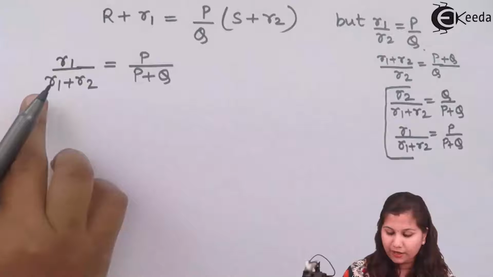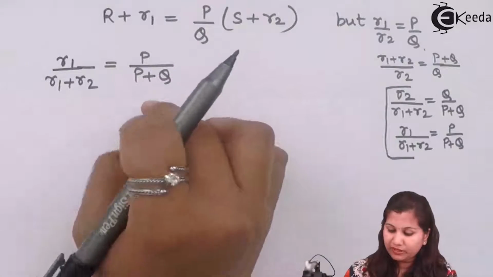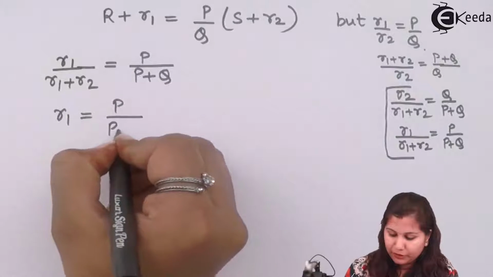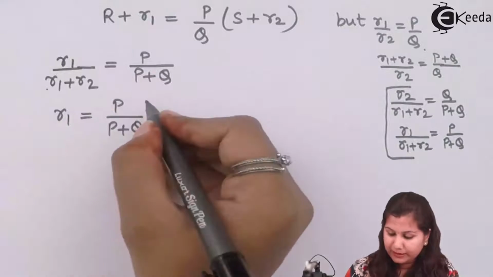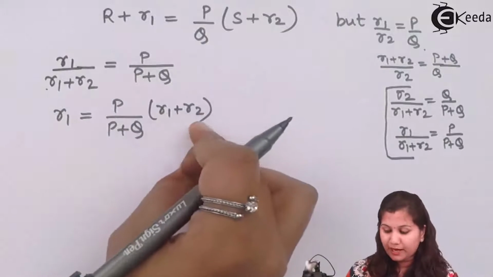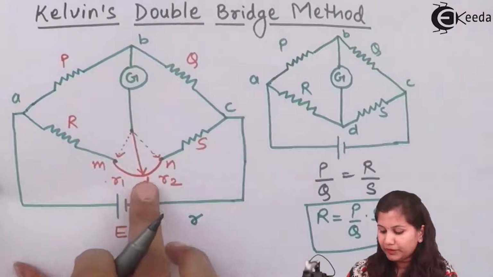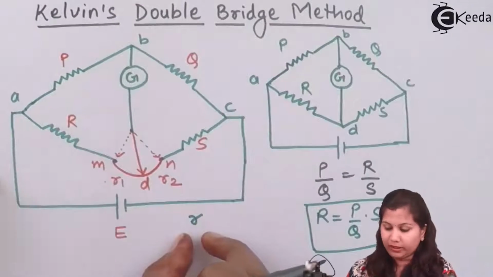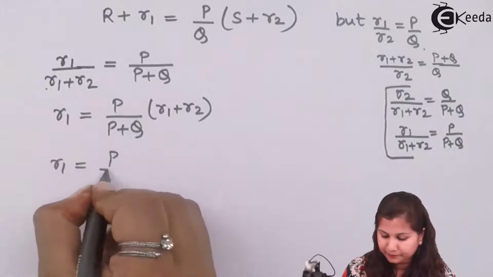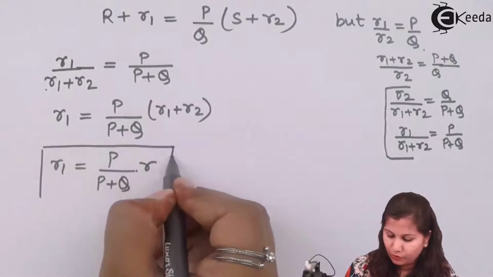So R1 upon R1 plus R2 equals P upon P plus Q. From this expression, we get the value of R1 as P upon P plus Q into R1 plus R2. And we know that R1 plus R2 is equal to the complete resistance of the connecting lead, R1 plus R2 is equal to R. So we can replace R1 plus R2 by R. So this is the value of R1.